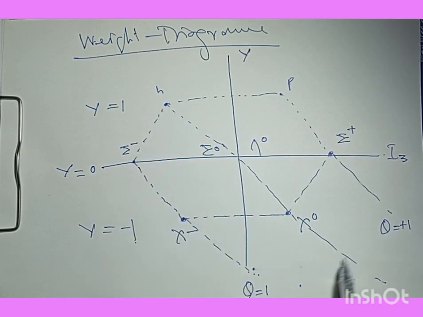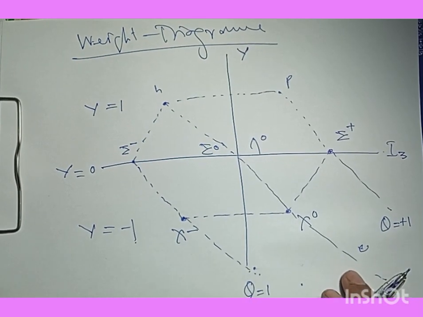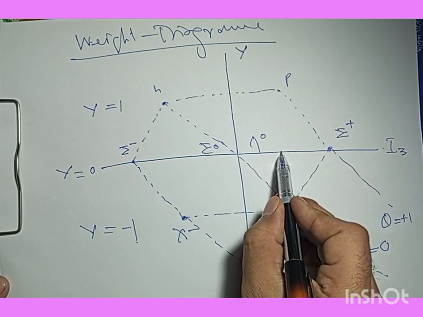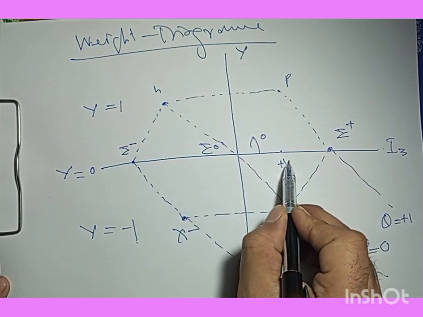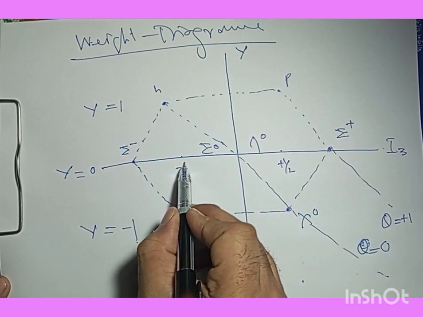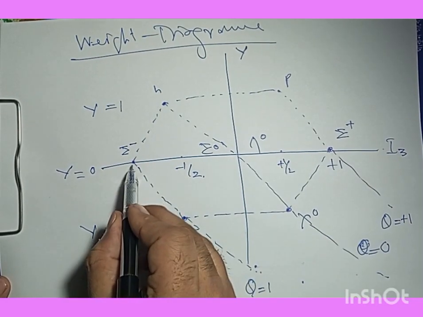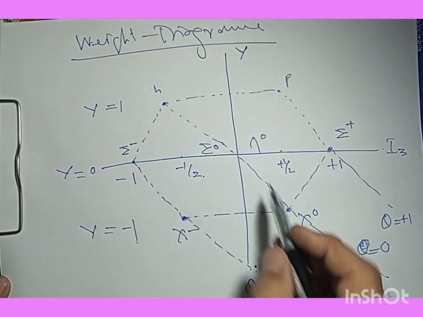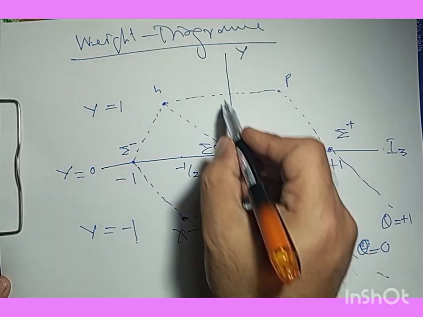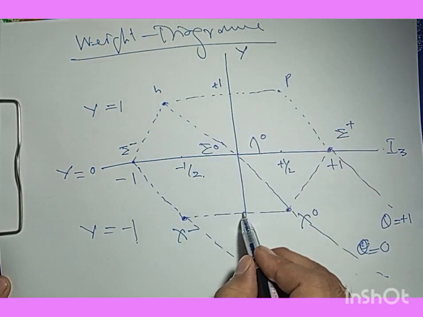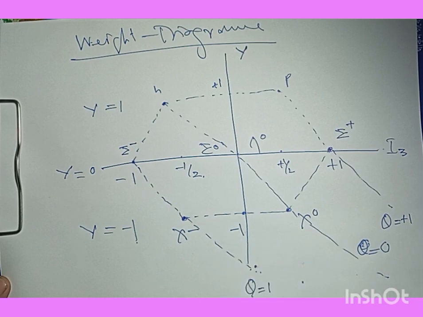This slanting line gives us the charge Q equal to 0. Now, this is my plus half state, this is my minus half state. So this in all is plus 1, and this in all is minus 1. And this point is a representative of minus 1. In this way, this is the weight diagram for baryons.